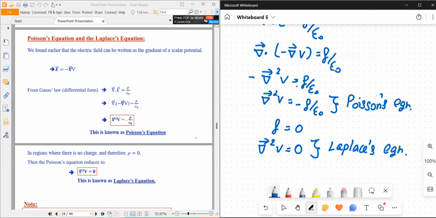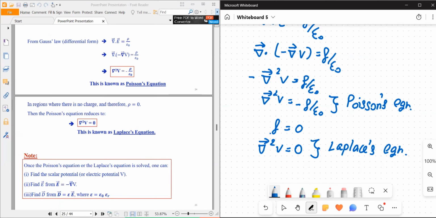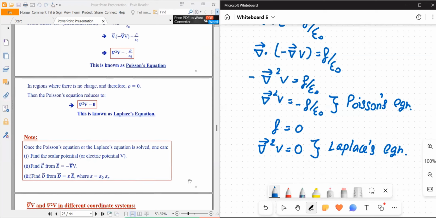Now, what is the significance of Poisson's equation and Laplace equation? When we solve the Laplace equation or Poisson's equation in a geometry, in a region, then we can calculate the scalar potential or the electric potential V. Once we know the electric potential, then we can calculate the electric field E, and also the electric displacement field D. That is the importance of these equations. Using the electric potential, we can calculate the electric field and electric displacement field.